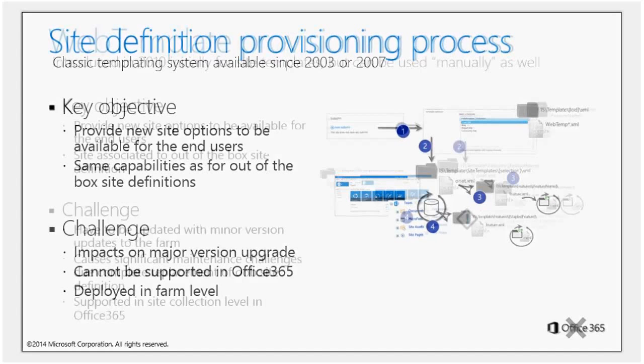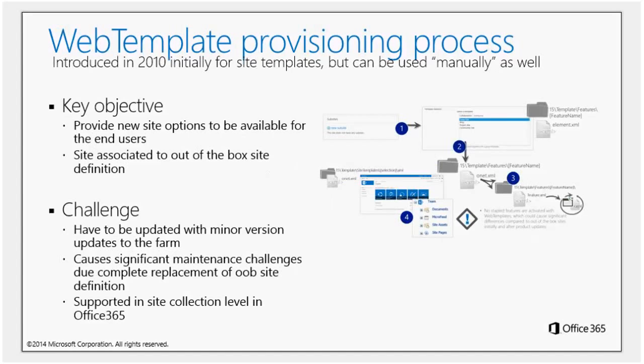Something we introduced in 2010 was the web template provisioning process. The web template was the way we tackled those challenges with the site definition. We were able to introduce new site options for the end users so that you can create a new theme site that has the branding, the additional document libraries, and whatever is needed based on the business requirement. But you were not deploying that at the farm level, and you didn't have a massive impact from a versioning perspective.